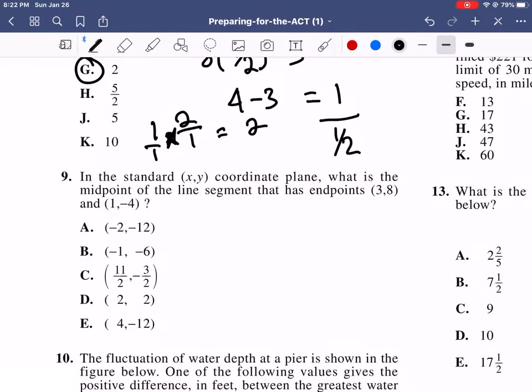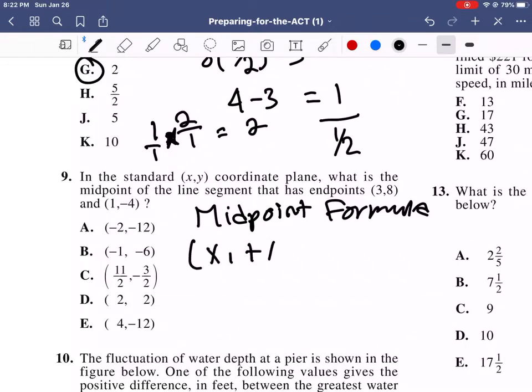This is when you have to know the midpoint formula. It seems pretty long, but it's not really that long if you understand the math behind it. I think the midpoint formula is very important for the SAT and ACT. Midpoint formula: x1 plus x2 over 2. This is going to be written as an xy coordinate point. So y1 plus y2 over 2.